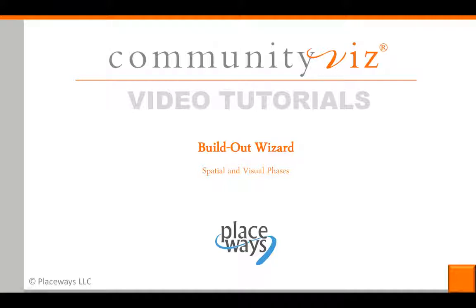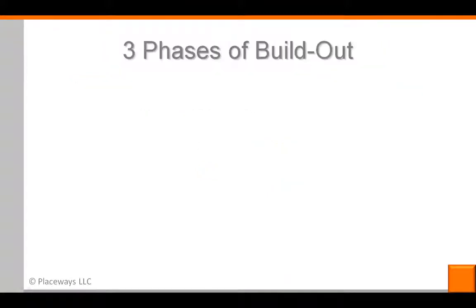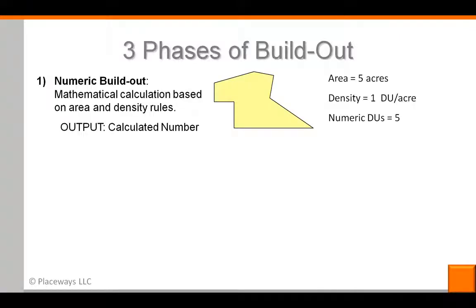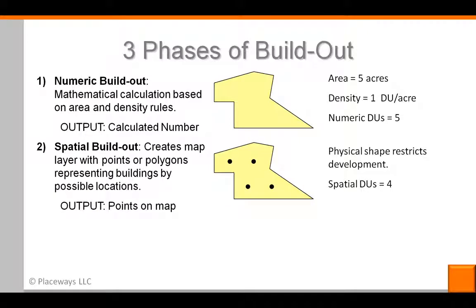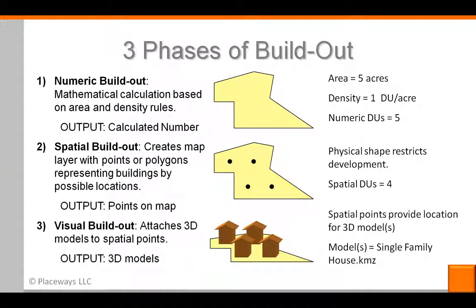This tutorial will teach you about running the spatial and visual phases of a standard build-out analysis using the Scenario 360 build-out wizard. As we explained in the first video in this series, there are three main phases to a CommunityViz build-out analysis: numeric, how much development is possible under rules specified; spatial, where might this development be located under rules specified; and visual, what might this development look like. These steps are sequential, so you need to complete them in order.